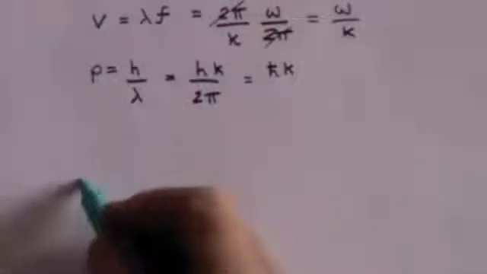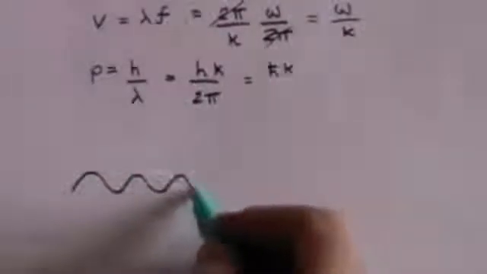Now I said earlier that the wave appears to move to the right, but in practice the medium in which it's travelling does not move. Think, for example, of ripples of water on a pond.